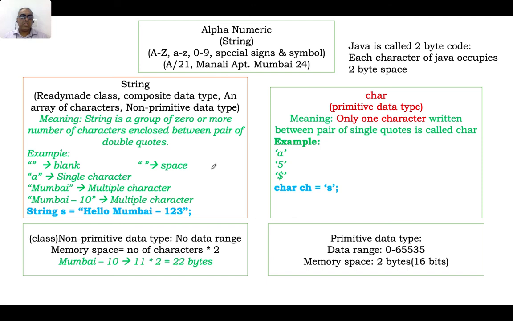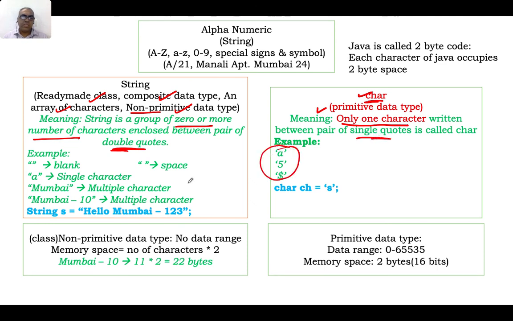Then we have also seen a string is known as a ready-made class or a composite data type. It is also known as an array of characters or a non-primitive data type. Non-primitive because it is the only non-primitive data type that allows us to store a data value. Whereas char is a primitive data type, a keyword that allows us to store a single character. Whereas string will allow us to store 0 or more characters under a pair of double quotes, whereas this is a single quote.